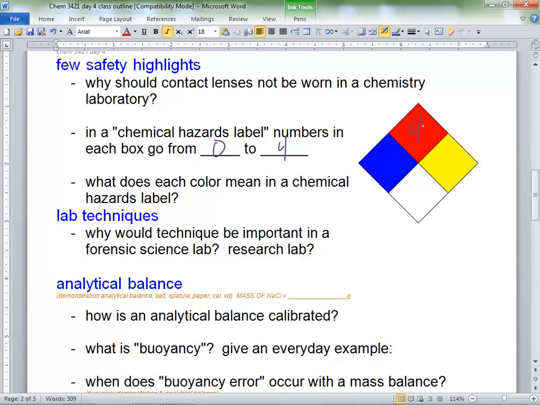You have a 4 in the red box. Zach, how would you handle that compound differently than other compounds? That one would be highly flammable. So how would you handle it differently? You're right.